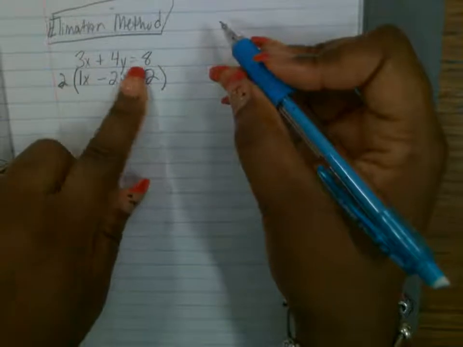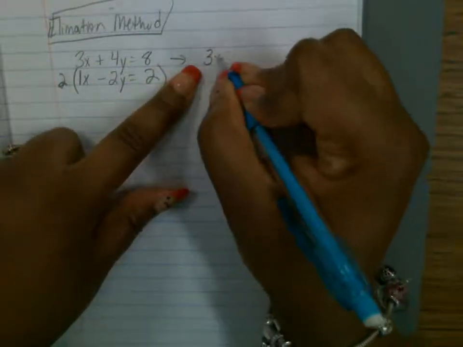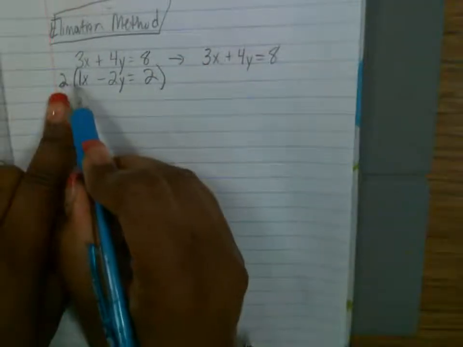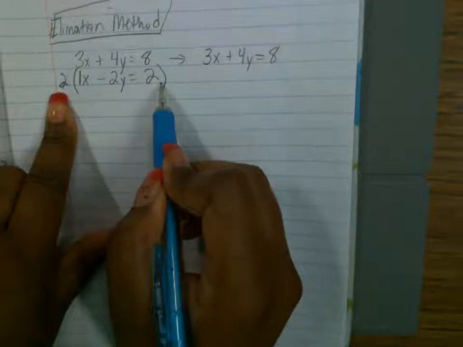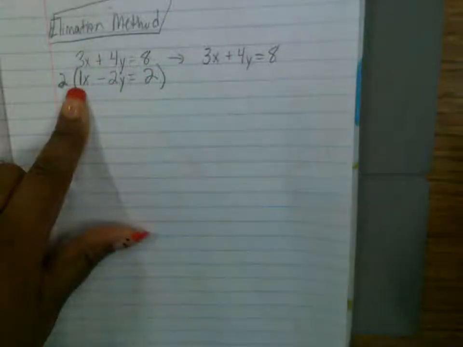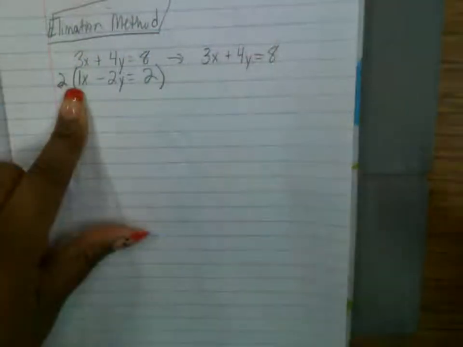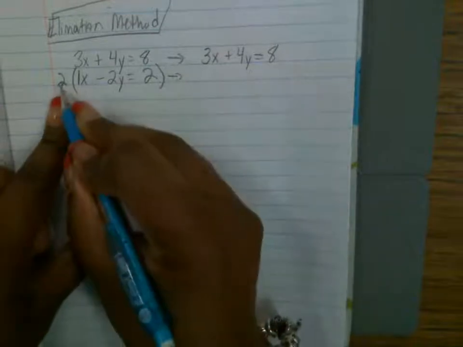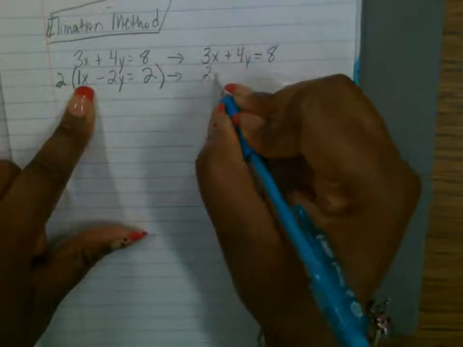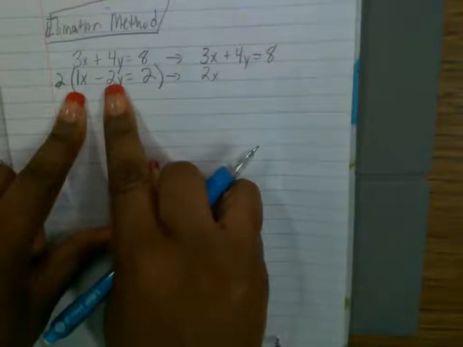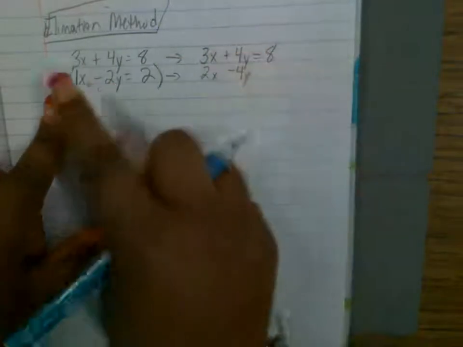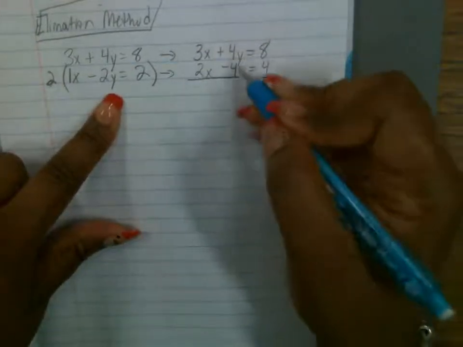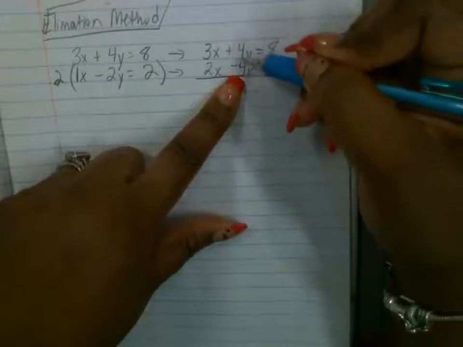The first equation I'm going to keep the same. In the second equation, I'm going to multiply 2 times each of these terms so I can make an equivalent equation. I can't just multiply one side without multiplying the other side, or it's not equivalent anymore. So 2 times 1x is 2x, 2 times negative 2y is negative 4y, and 2 times 2 is 4. Now I can eliminate my y's. To eliminate my y's, all I have to do is add.